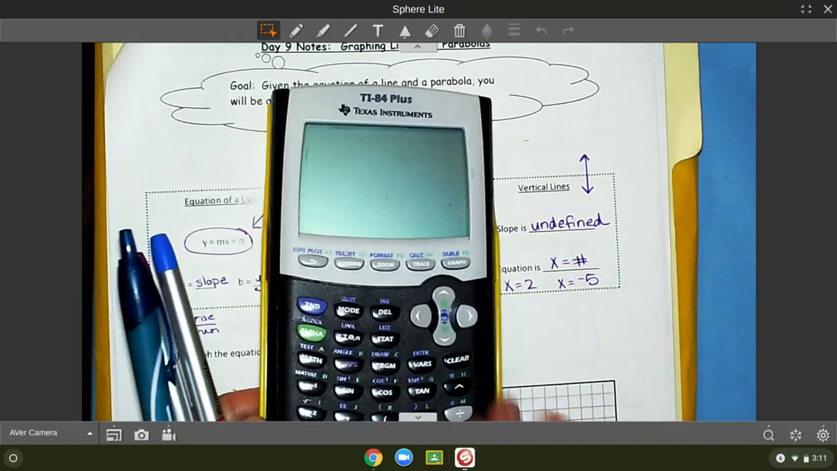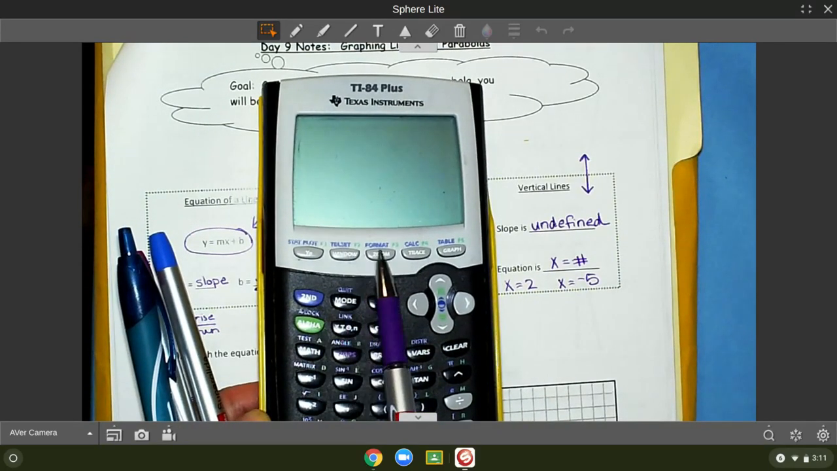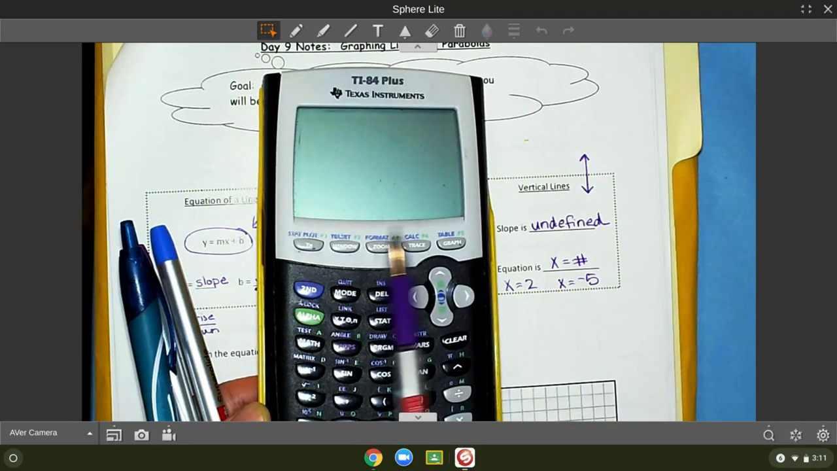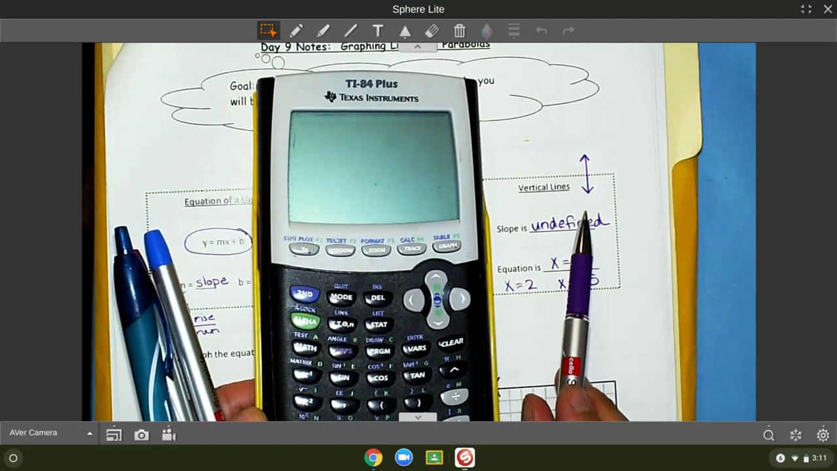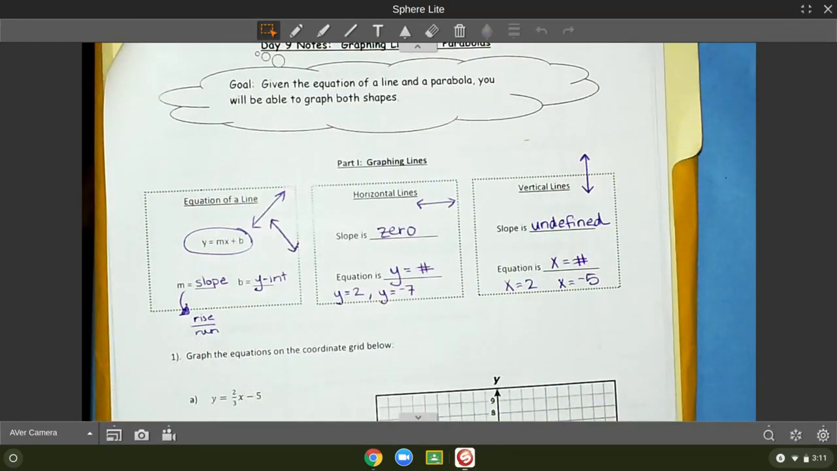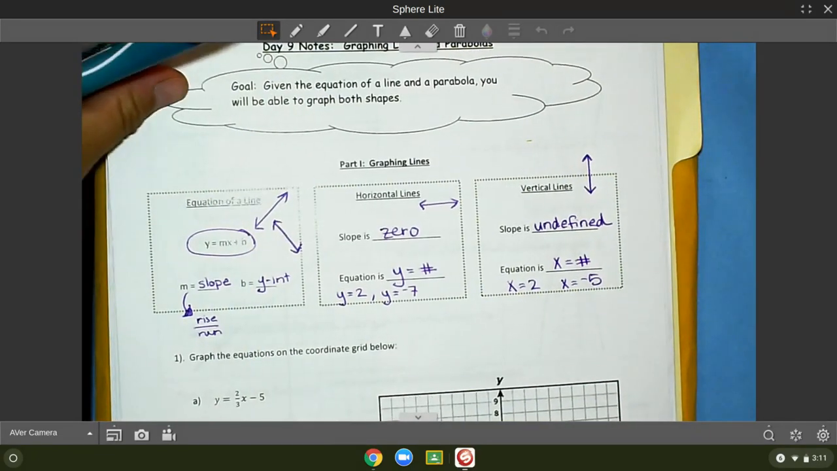Those are going to be vertical lines going up or down. If you look at your calculator, all of the graphing functions are right below the screen. There's a y equals, but there's no x equals. So your calculator cannot graph that vertical line. Now that we've gone over the equations, we're going to practice graphing a few of these.